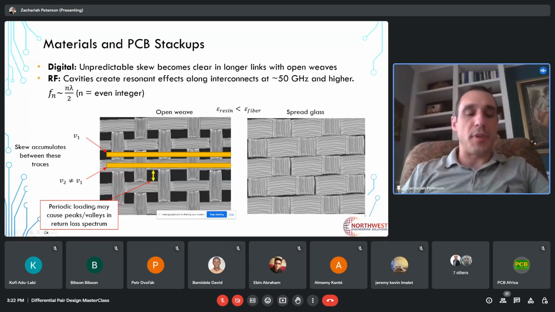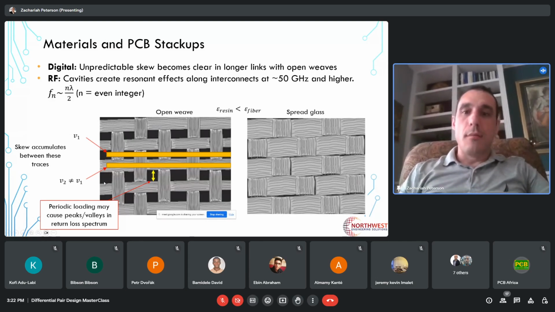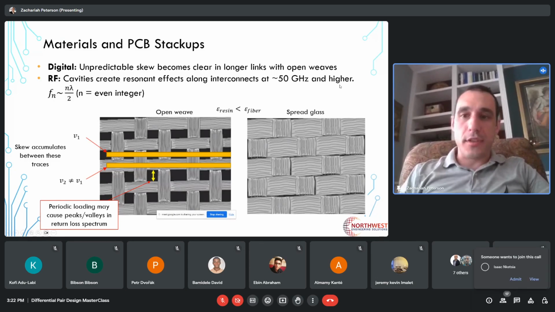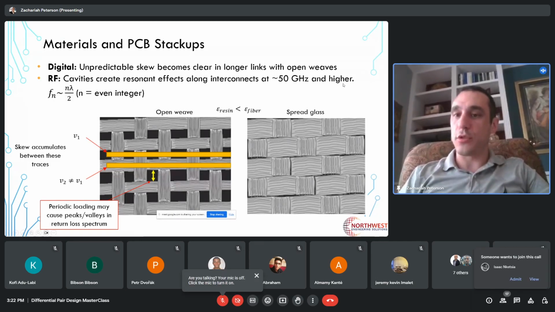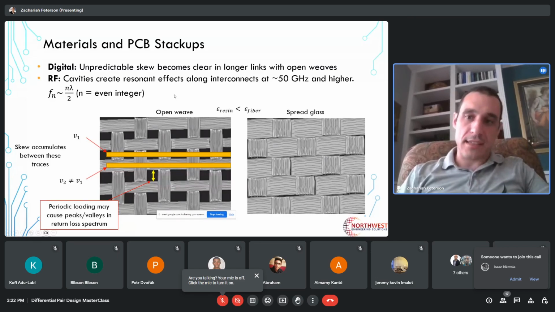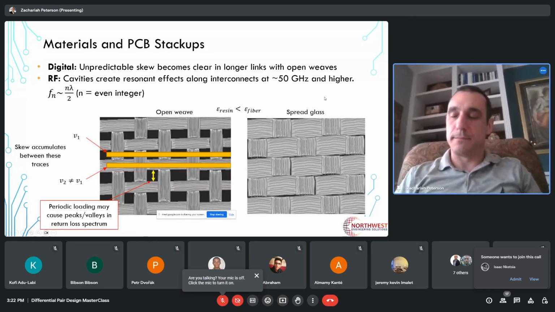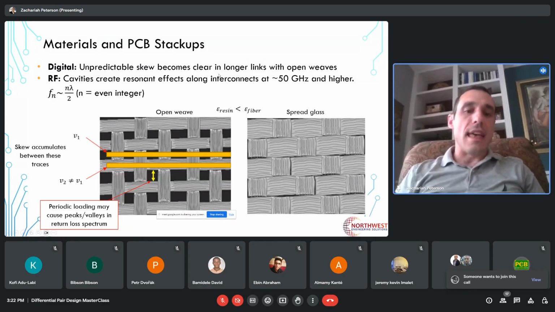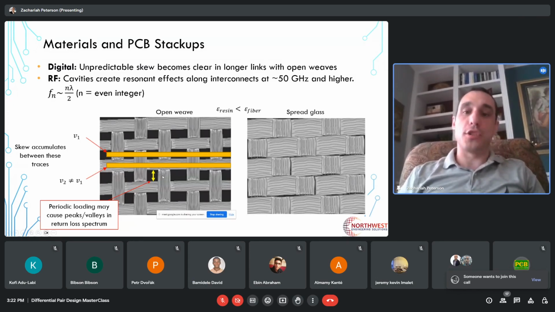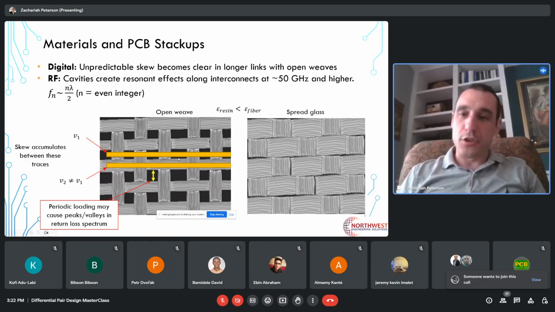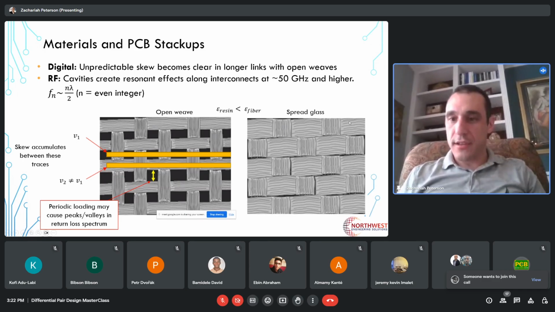And so they called this periodic loading, meaning that at different portions along the interconnect, you would essentially get excitation of these resonances in this structure, and that would lead to strong losses at certain frequencies along one of these traces. So first noticed in RF, but now with interconnects operating with channel bandwidths of at least 56 gigahertz in order to hit 224G at PAM4, there is a chance that you could also see this same effect in differential pairs.